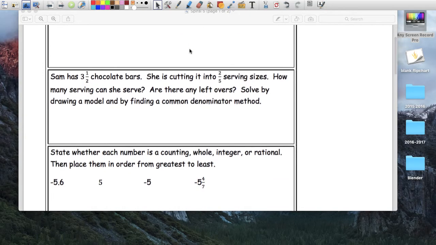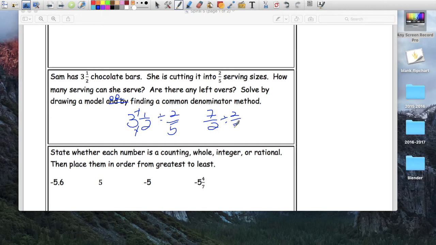Sam has 3.5 chocolate bars. We can find the leftover by drawing a model or by finding the quotient. I'm just going to do one way. 3.5 divided by 2/5. Let's make our changes. Change that mixed number to an improper fraction. So you get 7/2 divided by 2/5.